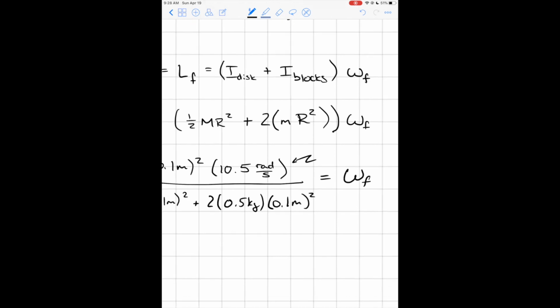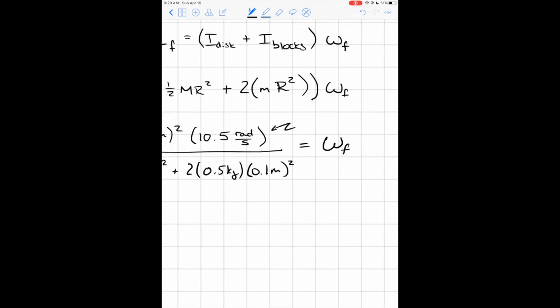Now, if you left this in RPM, you actually would still get an RPM coming out of it. But we really do want to always think about using SI units. I think this stuff is hard enough without having to put unnecessary conversions in, honestly. When you calculate what omega f is, you get 5.25 radians per second. Another way of saying that is about 50 RPM. And that makes sense.